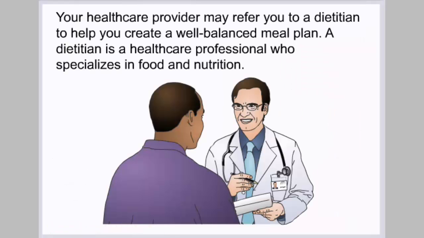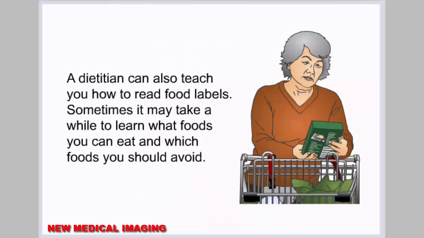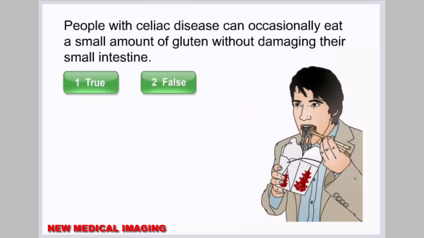Your healthcare provider may refer you to a dietitian to help you create a well-balanced meal plan. A dietitian is a healthcare professional who specializes in food and nutrition. A dietitian can also teach you how to read food labels. Sometimes it may take a while to learn what foods you can eat and which foods you should avoid. People with celiac disease can occasionally eat a small amount of gluten without damaging their small intestine.